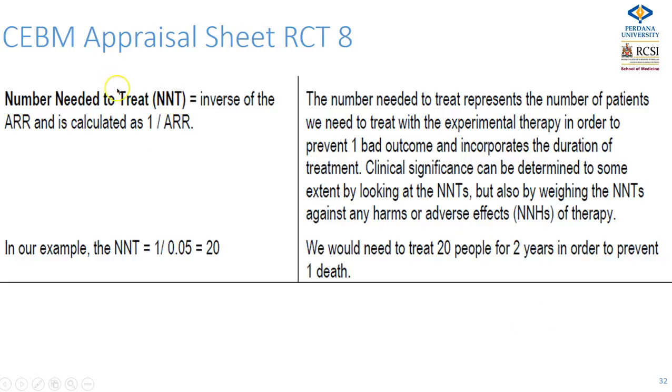Another useful parameter is number needed to treat, and this is the inverse of the absolute risk reduction. It's calculated as 1 divided by the absolute risk reduction. So in this case, it was 1 divided by 0.05, and that gives you a figure of 20. That means a practicing doctor will need to treat 20 people for 2 years in order to prevent one event, death in this case. Similarly, when looking at harms as opposed to benefits, you may also calculate the number needed to harm in a similar fashion.